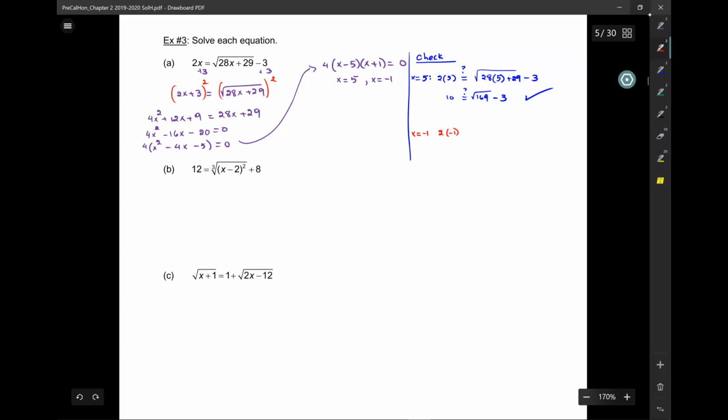Is 2 times negative 1 equal to the square root of 28 times negative 1 plus 29 minus 3? Is negative 2 equal to 1 minus 3? It is. So both of them work. And that's fine. You don't have to eliminate one of them. It could be that both of them work.